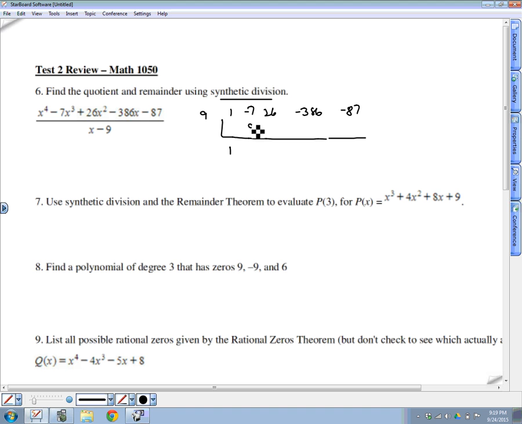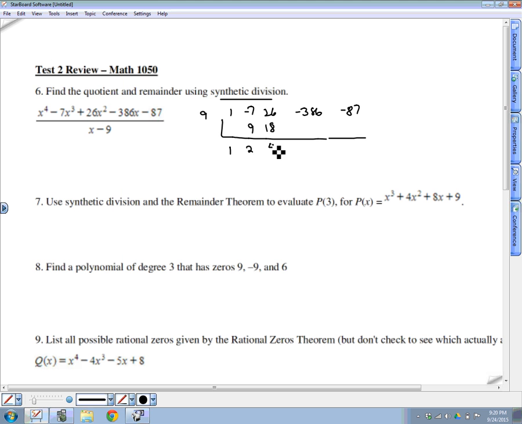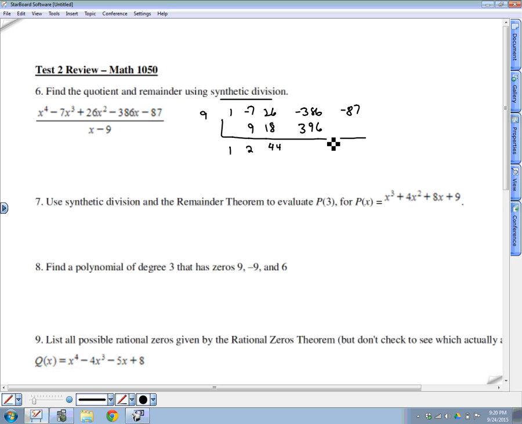1 is 9, add the numbers on the inside, 9 plus -7 is 2, 9 times 2 is 18, 26 plus 18, it's going to be 44. It's never a bad idea though on these tests to check your math. So 26 plus 18, 44, 9 times 44 is 396 minus 386 is 10. 9 times 10 is 90. 90 plus -87 is 3.